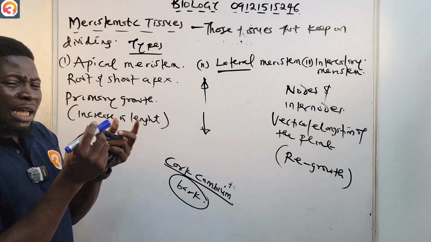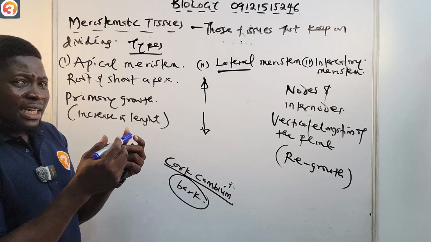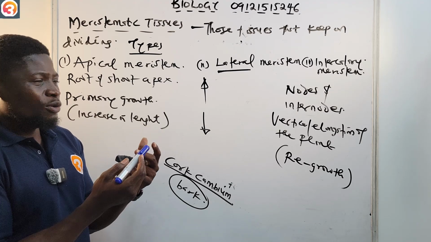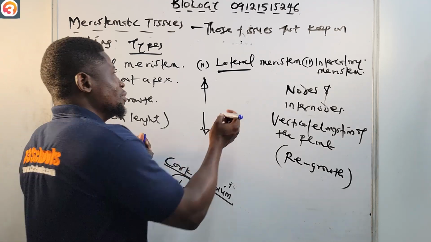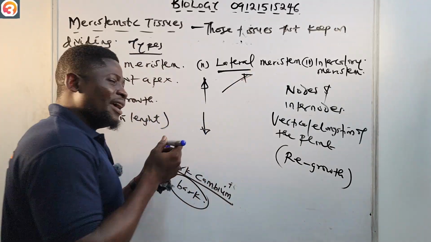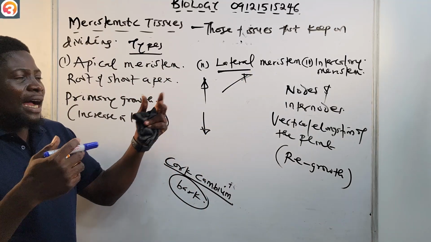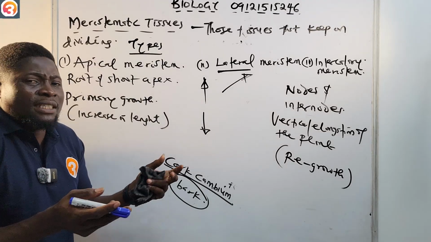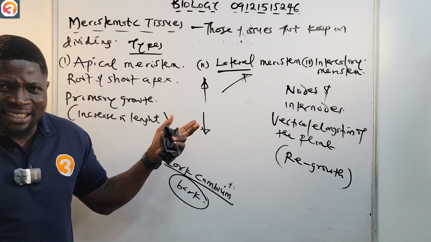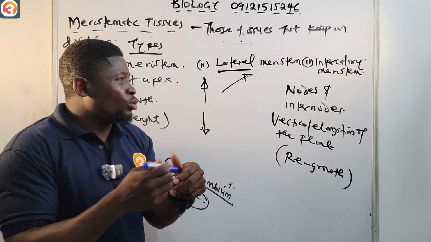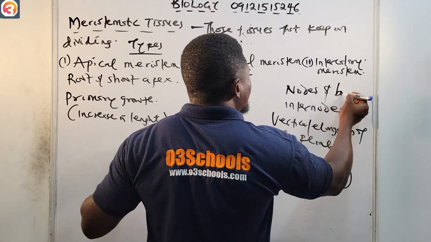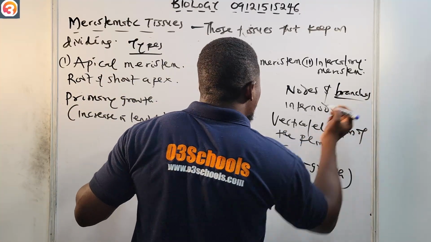At the beginning, the stem is very small, but eventually it becomes thicker. As it becomes thicker, it forms the lateral meristem. While the intercalary meristem is there, which helps the plant to grow branches. So these are their uses.